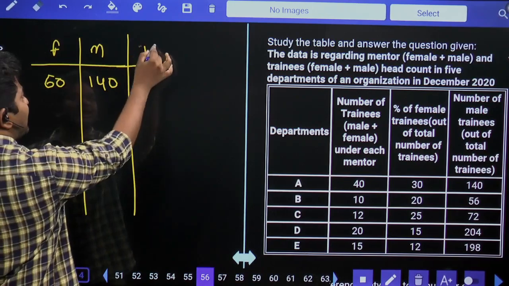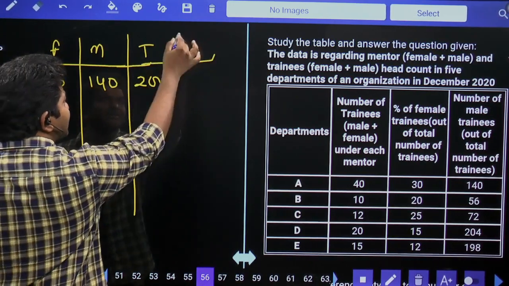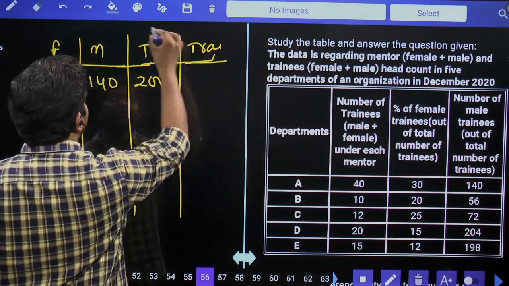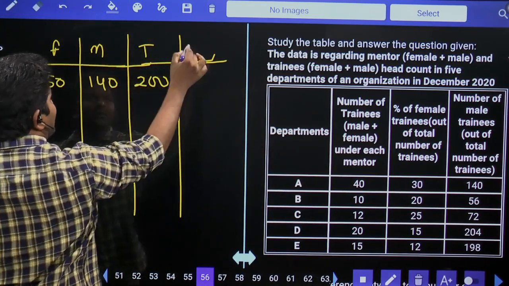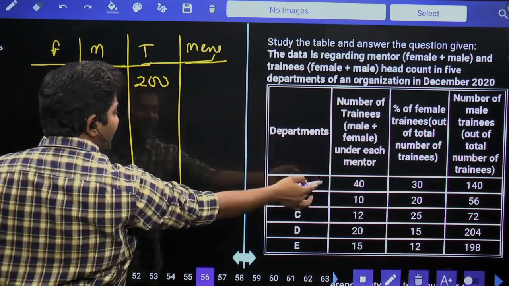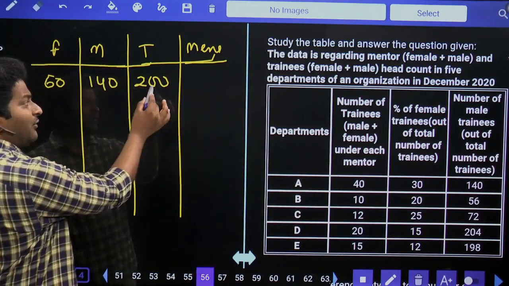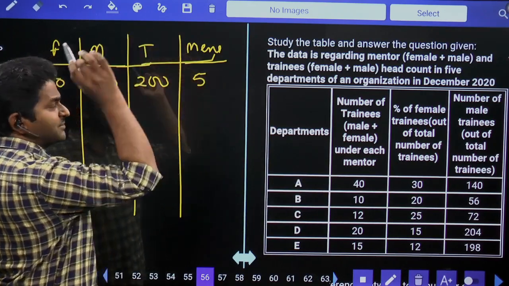Then total it is going to be 200 members, and the total trainers, or you can say mentors. Total mentors. In A, every mentor will have 40 students. Like that we have 200 students. That means there must be 5 mentors.